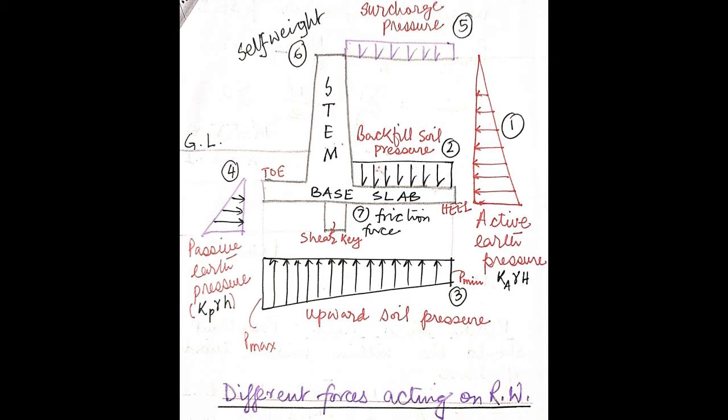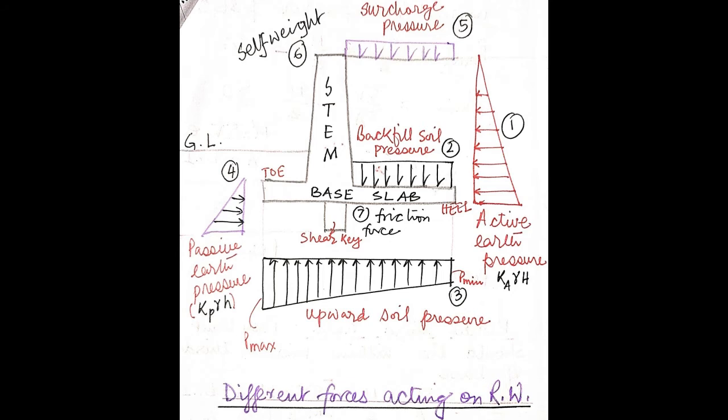Then serial number 2, the backfill soil pressure. Whenever there is a backfill in the retaining wall, that backfill also exerts some pressure on the retaining wall, so that pressure also we have to take into account. Number 3, the upward soil pressure. In the upward soil pressure diagram, you have seen that it is a trapezoidal distribution. At one end it is maximum, and at the other end, at the hillside, it is the P minimum. Whatever soil is below the retaining wall will also exert pressure on the base of the retaining wall. So that is serial number 3.